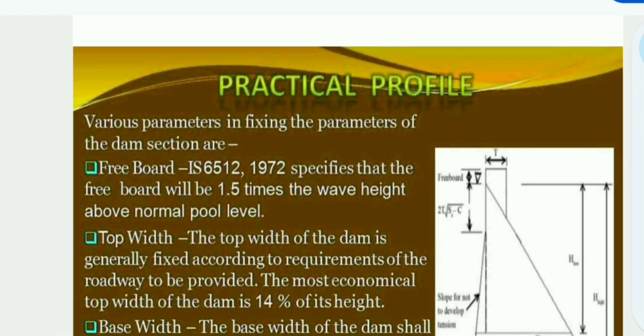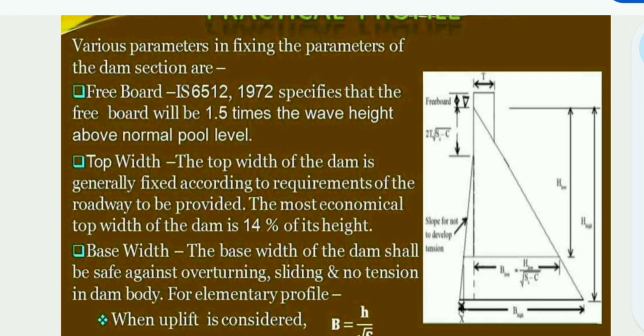The limiting condition is H equal to sigma c upon gamma (1 plus s). Practical profile. Various parameters in fixing the dimensions of the dam section: freeboard. IS 6512-1972 specifies that the freeboard will be 1.5 times the wave height above normal pool level.